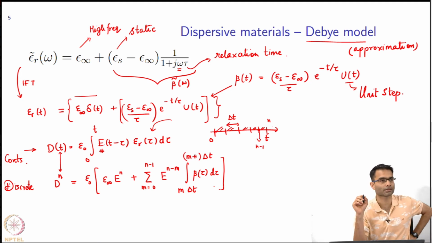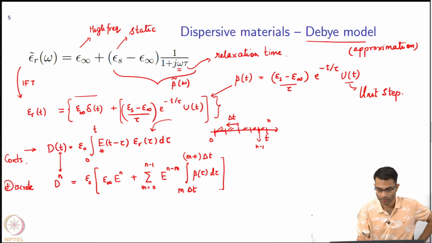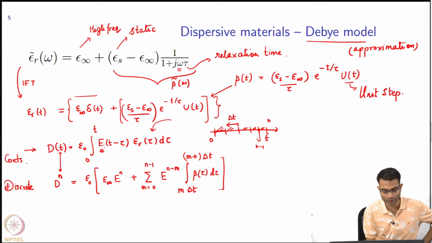So let us just check the limits. For example, substitute m equal to 0. I will get E n multiplied by the integral in the first segment, from 0 to delta t. Remember, it is a convolution. So supposing I take tau equal to 0, then it is E of t and epsilon r of 0 at the 0 time instant, right.